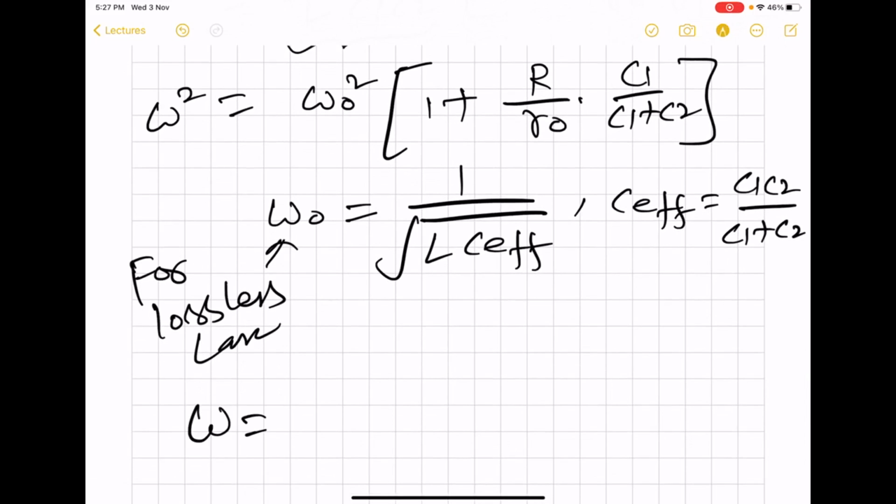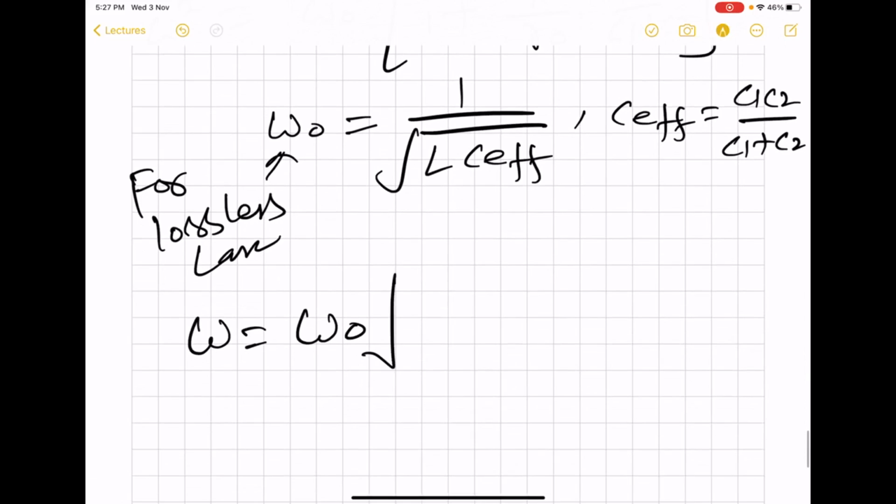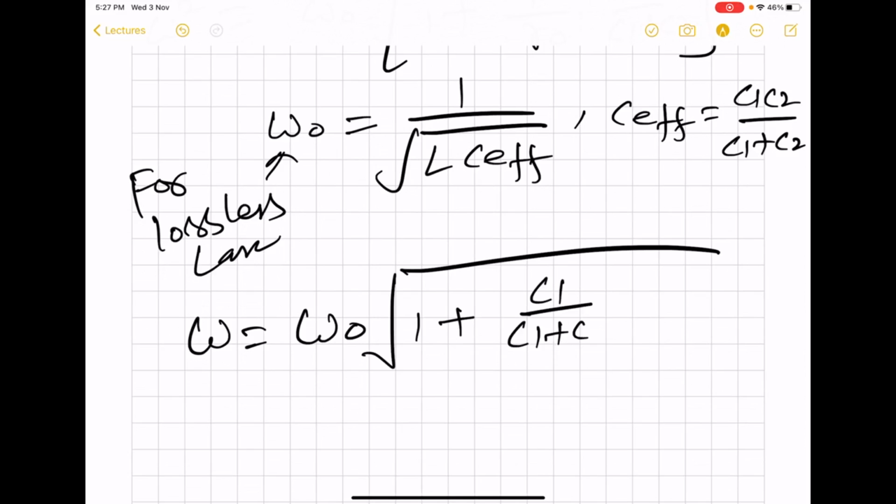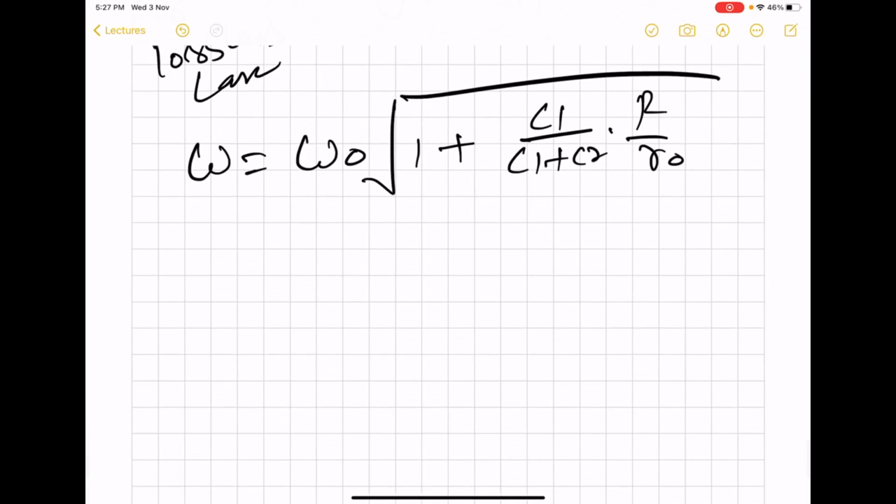So therefore, for the lossy case, the oscillation frequency is omega naught into 1 plus C1 by C1 plus C2 into R by R naught. And this is, of course, more than that of the lossless case. And we can see that this will get reduced to that of the lossless case when R is set equal to 0. Now we are going to use the real part of the equation to find out what should be the transconductance.